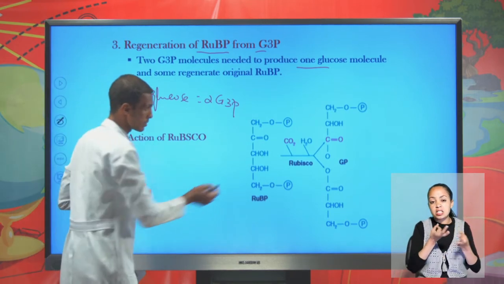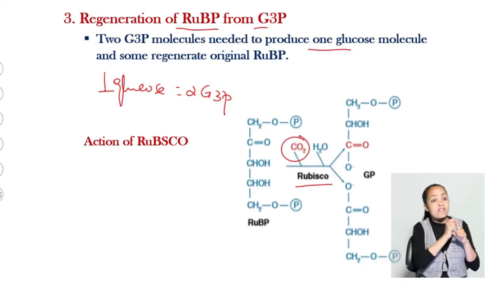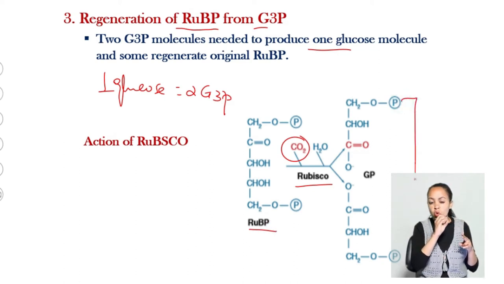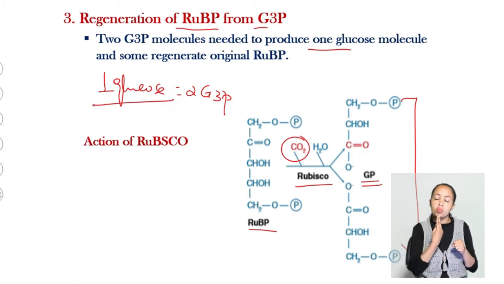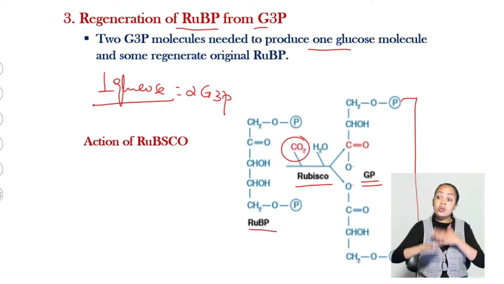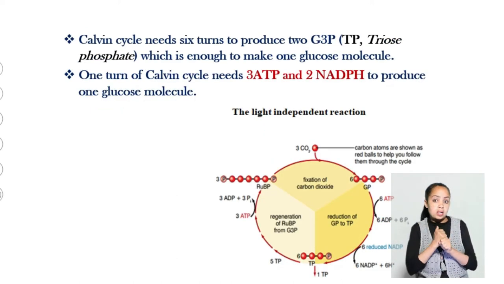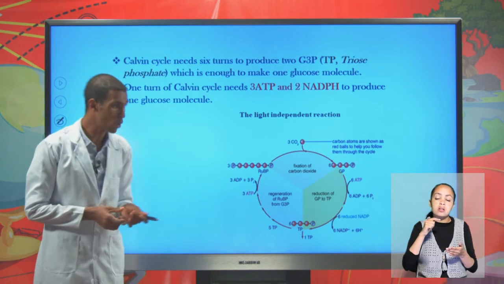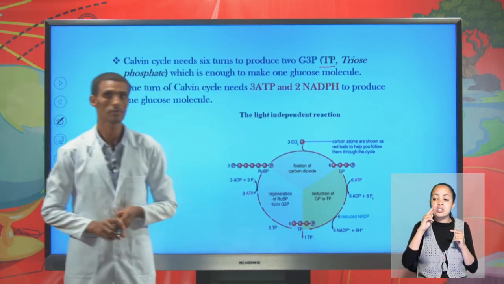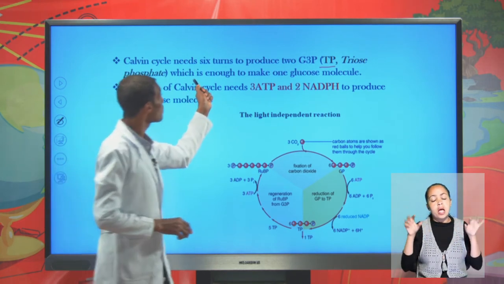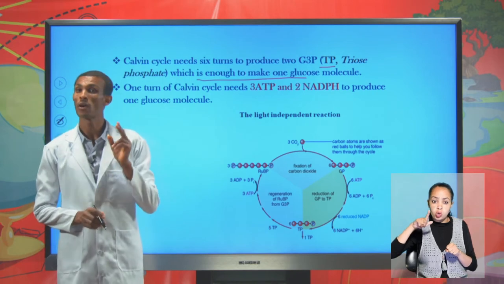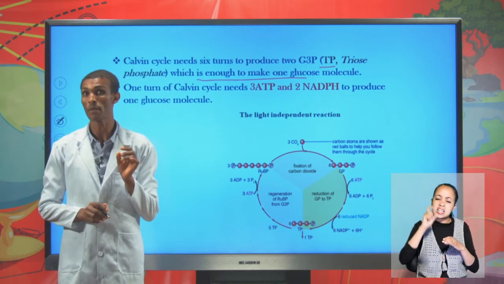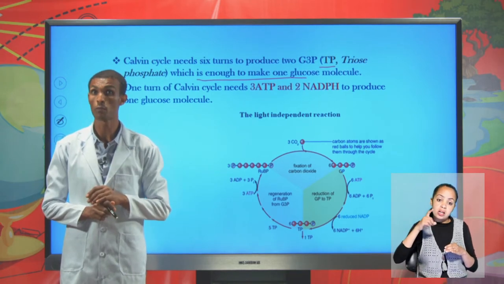This can be explained in this diagram. Rubisco fixes atmospheric carbon dioxide, which binds with the 5-carbon molecule ribulose bisphosphate, which is important in the formation of two glyceraldehyde triphosphate molecules. Two of them are important in the formation of glucose, while the rest are important in regeneration of ribulose bisphosphate. The Calvin cycle needs 6 turns to produce these 2 glyceraldehyde triphosphate molecules, equivalent to triose phosphate, which makes up one glucose molecule. One turn of the Calvin cycle needs 3 ATP molecules and 2 NADPH molecules.